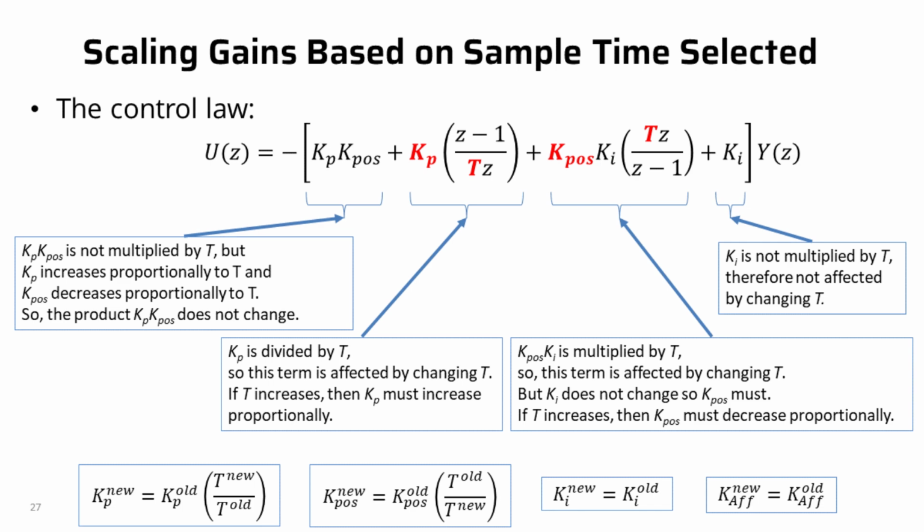Now, that's not true for every control architecture. It's true for this specific control architecture. You have to look at the control architecture, write the equation for the control law, and then look at where the sample time multiplies or divides the various gains and decide how to change them appropriately. So if I had a textbook PID, the answer would be a little different.